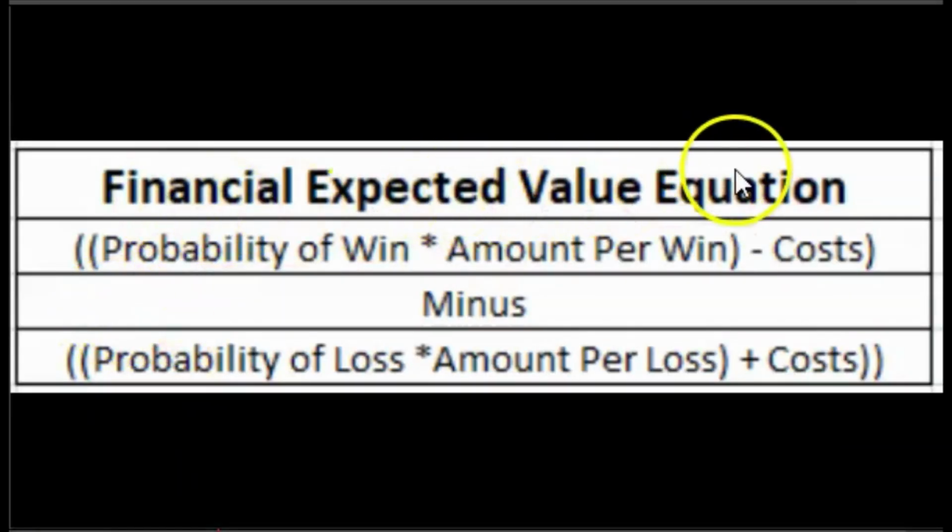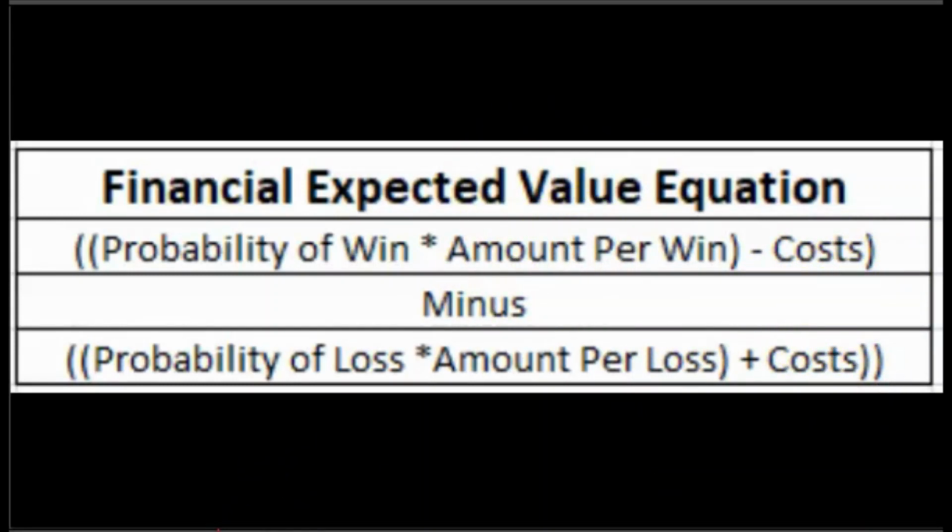So the financial expected value equation could be written, at least for a binary outcome, as probability of a win times the amount per win, minus the cost. And you take that and subtract probability of a loss times amount per loss, and you have to add the cost. Typically with casinos, they don't charge costs. They make their money by setting the odds.